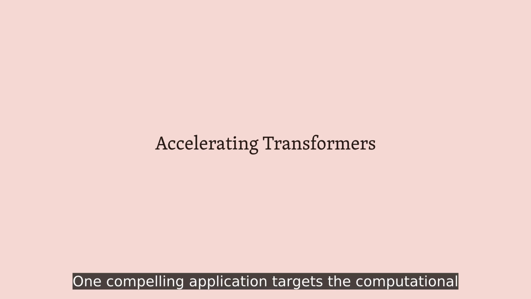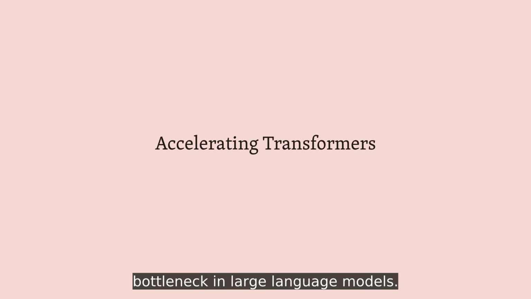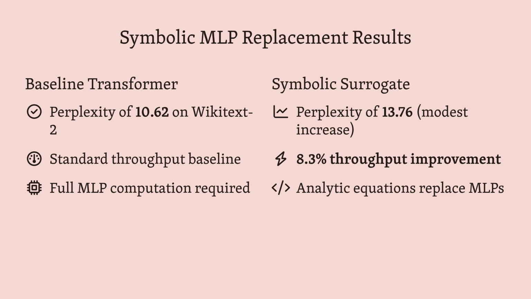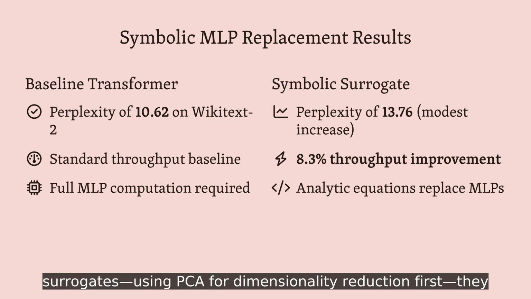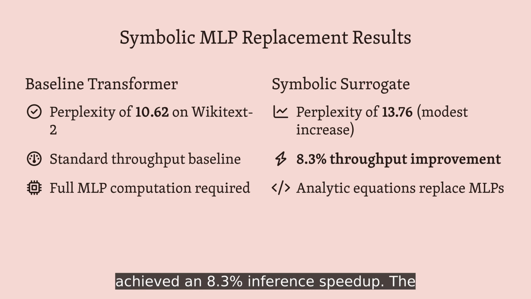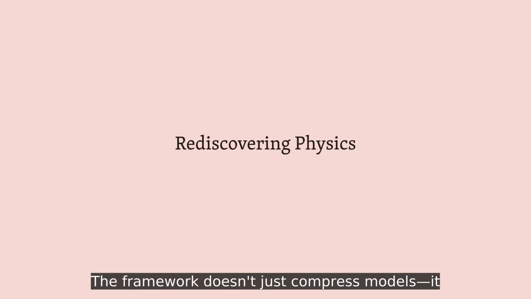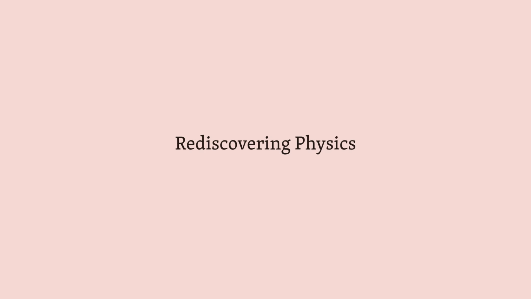One compelling application targets the computational bottleneck in large language models. When the authors replaced transformer MLP layers in Qwen 2.5 with symbolic surrogates, using PCA for dimensionality reduction first, they achieved an 8.3% inference speedup. The perplexity increased by only 3 points, and critically, the symbolic replacement itself contributed minimally to accuracy loss compared to dimensionality compression alone. The framework doesn't just compress models, it can extract the fundamental laws they've learned.